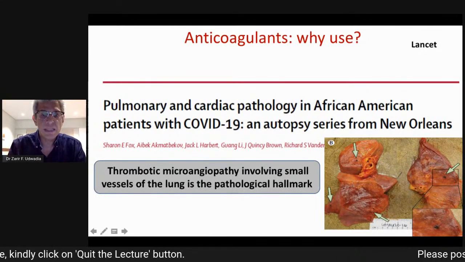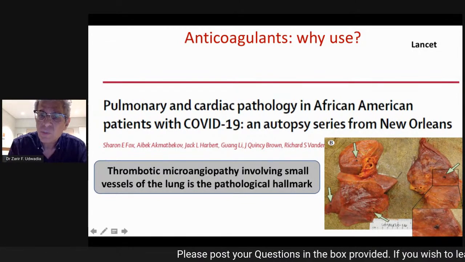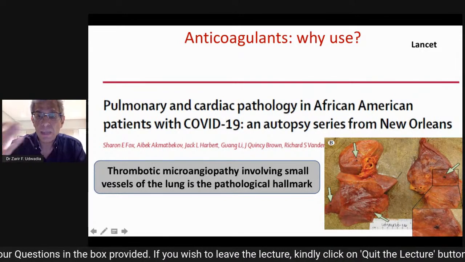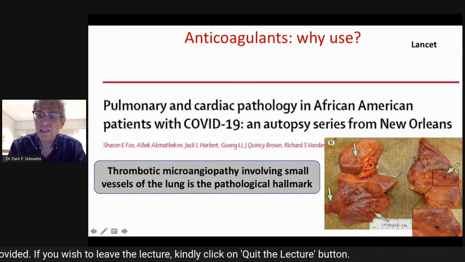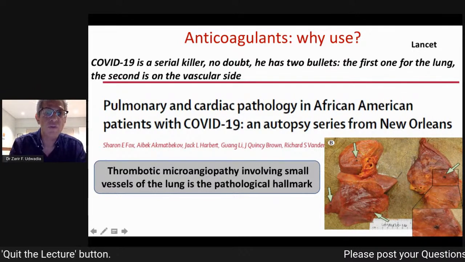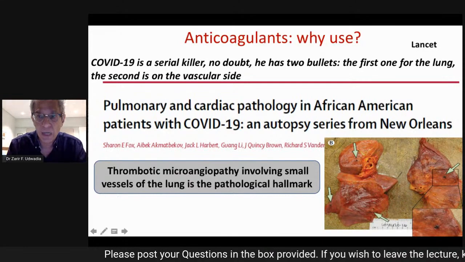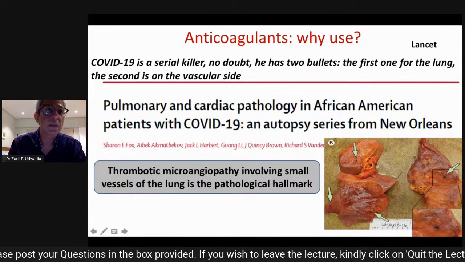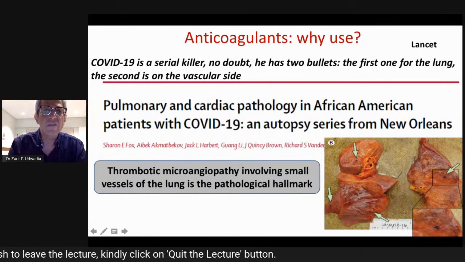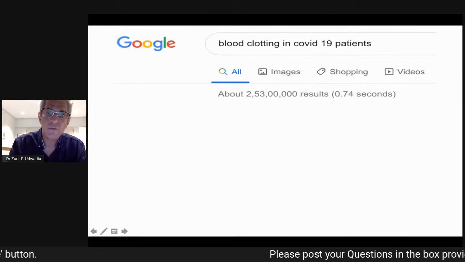thrombotic microangiopathy is one of the pathological hallmarks, and you can see these green arrows pointing at small vessels which have been clogged up by thrombi. It's not just a big vessel disease with clots in the veins and arteries of bigger vessels, but you get a microangiopathy involving the small vessels. And COVID-19 is really like a serial killer with two bullets. The first one for the lung, which we focused on at the start of the pandemic, and the second for the vascular side: heart attacks, strokes, and other vascular problems, DVTs, pulmonary embolism, which we're seeing with increasing frequency.